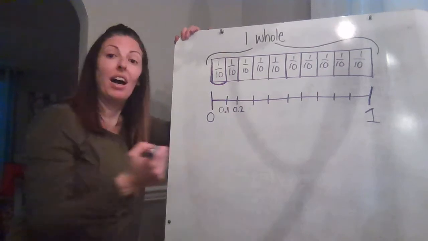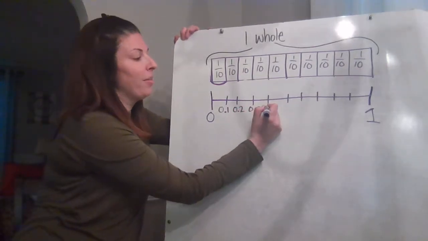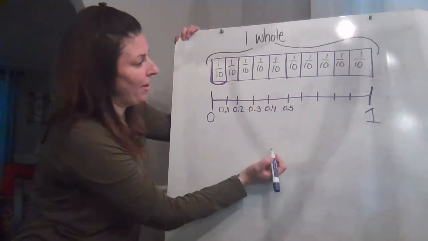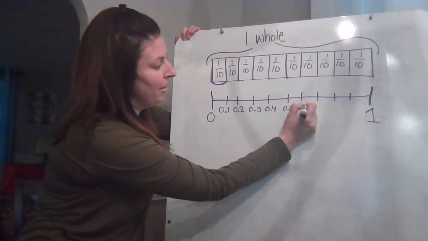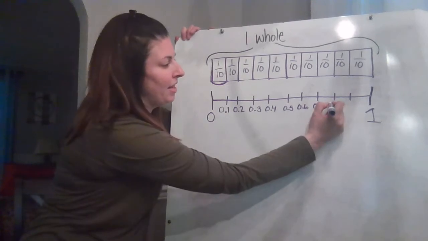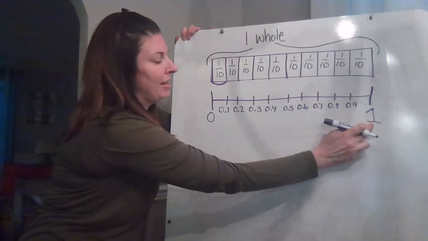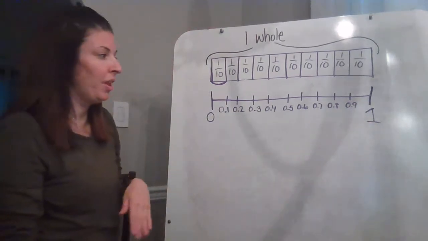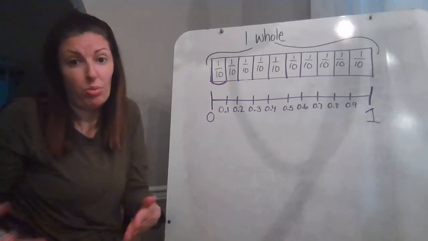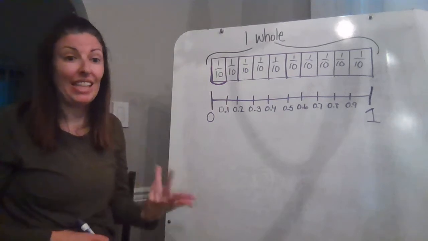After 2/10 comes 3/10. And then we have 4/10, 5/10, 6/10, 7/10, 8/10, 9/10, and 1 whole. So can we see how, even though it looks a little bit different than what we're used to, it is still the same thing. It still represents the exact same thing.